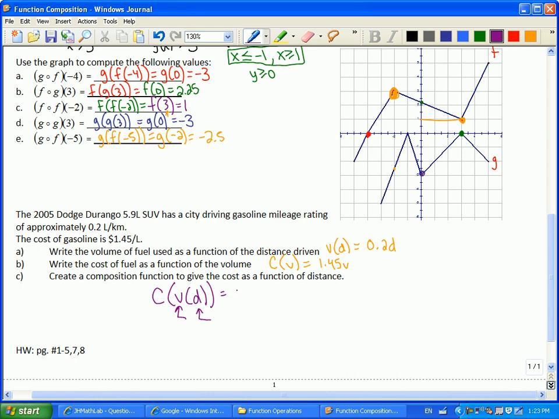So the composite function then would look like this. 0.2 times the distance, and I put that in for the volume: 1.45 times 0.2d. And that function there will tell you how much it costs for every kilometer you drive.